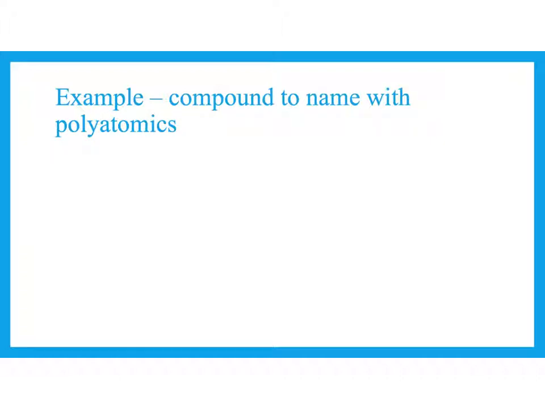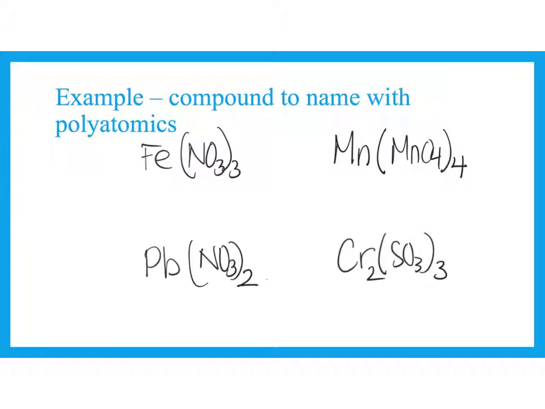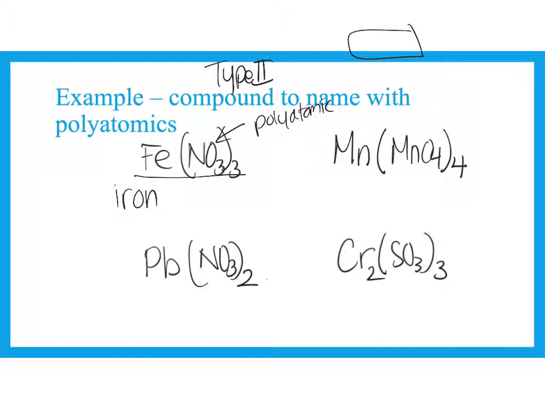Next, we're going to try some compounds to name with polyatomics. Okay, so here are some examples of type 2 compounds with polyatomics. The first one is Fe and then brackets NO3 with a 3 subscript. So Fe is for iron. NO3 is something that we're going to find on that polyatomic chart. So it's going to be on the table of ions. It's in a little box at the top.